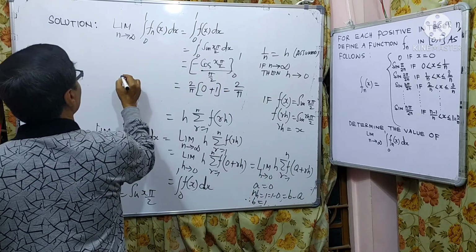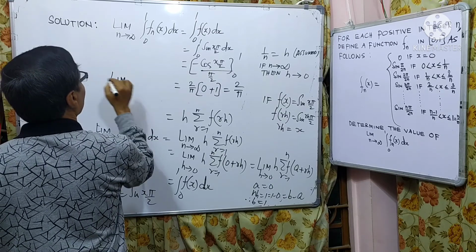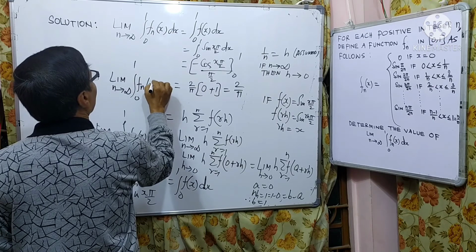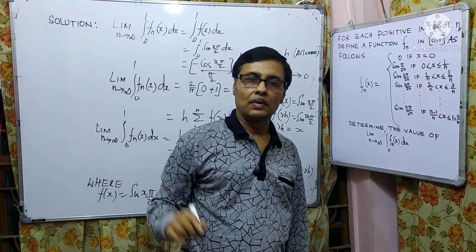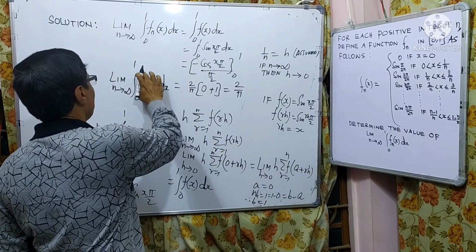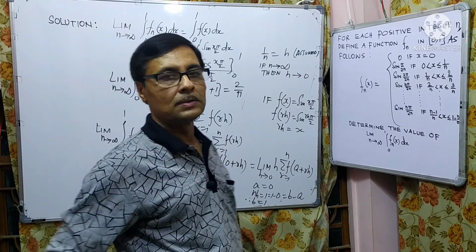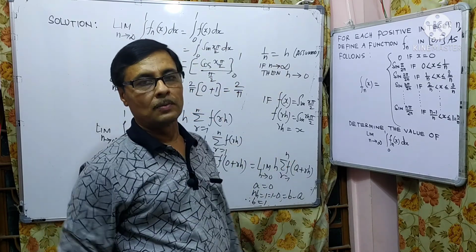So this is the value of the limit. We have got the value of this limit, and this is the value of the limit of the definite integral 0 to 1 fn x dx, whose value is 2 over pi.